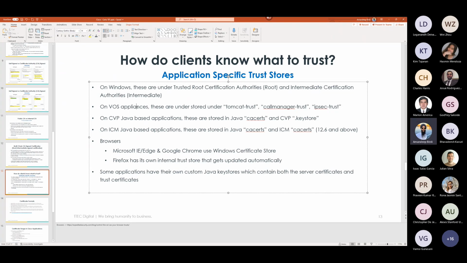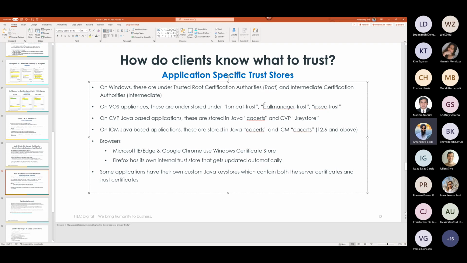On VOS appliances, you've got the trust store under these components, right? So when you go to the security administration and you go to the certificates list page, you will always have different key stores listed. The server cert always goes into something called Tomcat. But anything with dash trust is basically that application's trust store. So in order for you to make sure that Finesse trusts the new root and intermediate, you need to add that to the Tomcat trust.